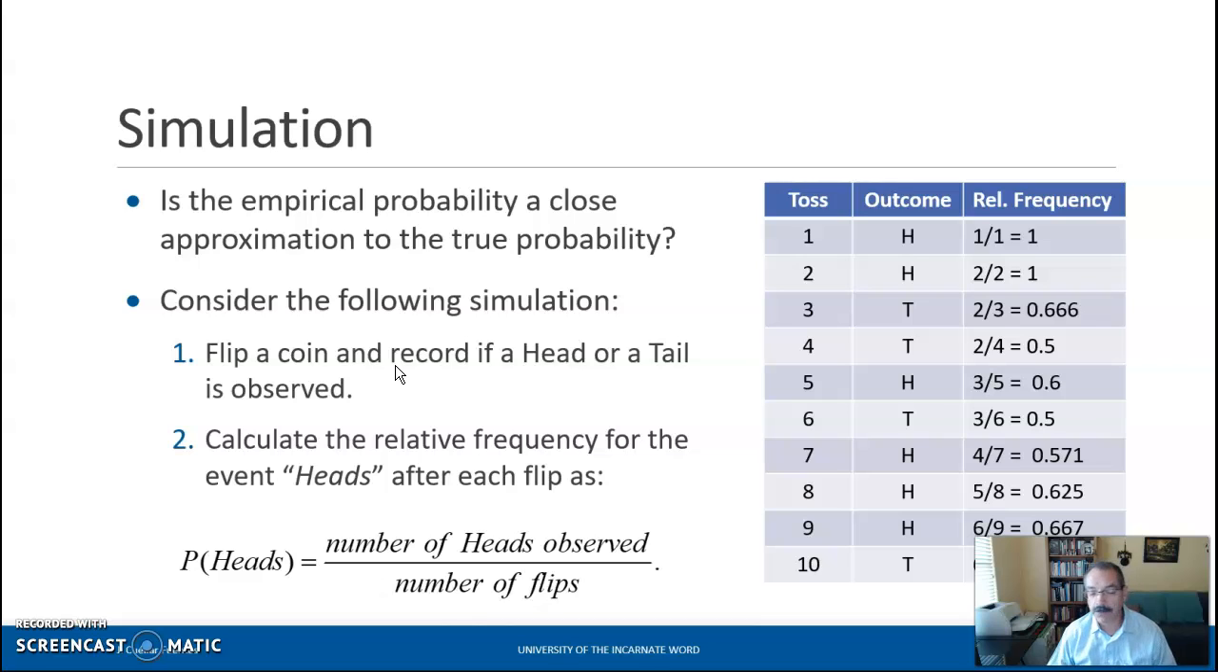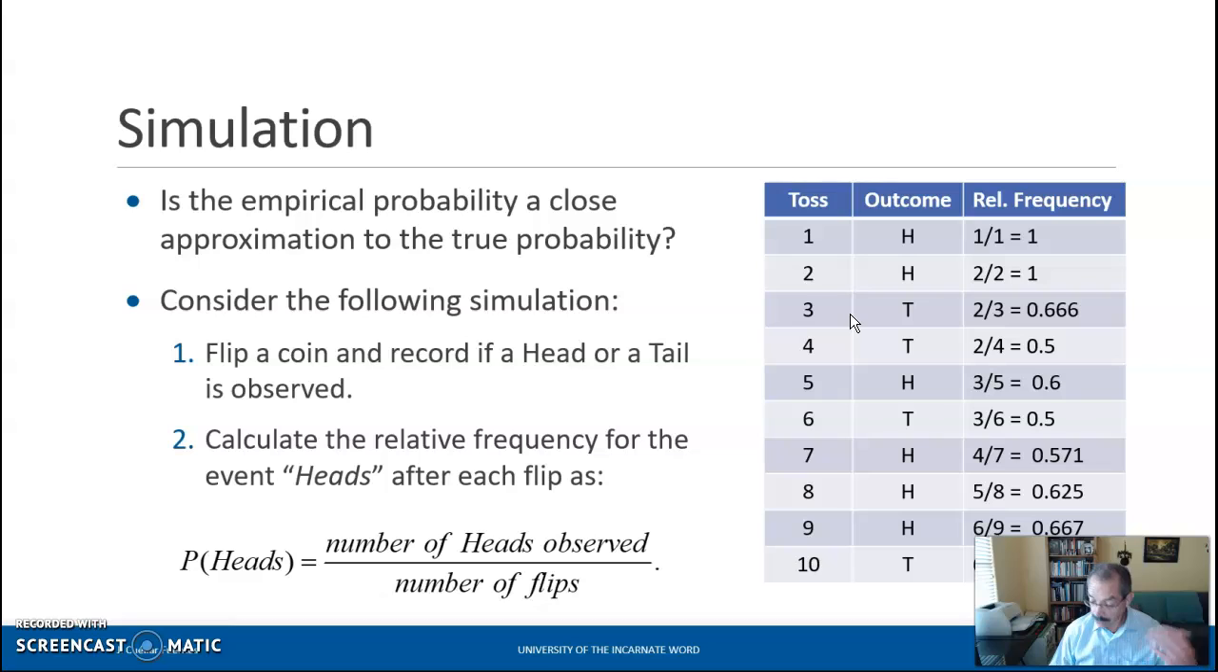Imagine that you flip a fair coin and you record whether you observe a head or a tail, and then after each flip you calculate the relative frequency as the number of heads observed divided by the number of flips. So in the first toss, in this particular case, we obtain a head. So 1 out of 1, because the experiment was done once and there's only one head observed, the probability is 1. If you flip the coin again, you repeat the experiment, and now you have another head, so you have 2 out of 2, and the relative frequency remains as 1.